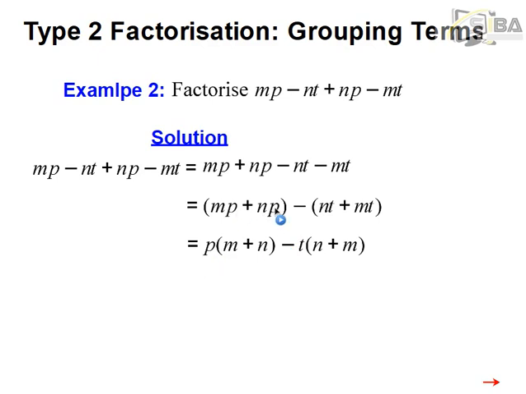The next thing is to factorize common factors out. Since P is a common factor, we factorize it out, and we have M plus N in the bracket. We factorize T out here, and we are left with N plus M. We now have M plus N, N plus M, which are the same. Like I said earlier on, addition is commutative. So we can factorize M plus N out, and we'll be left with P minus T in the bracket. So we get bracket M plus N times bracket P minus T, and that's the factorized form.